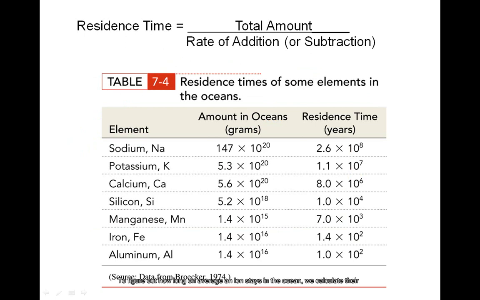Now, to figure out how long on average an ion stays in the ocean, we calculate their residence time. Take the total amount of that ion in the ocean and divide by its rate of addition into the ocean, or rate of removal, since input is equal to output. This tells us how much time passes between when an ion is added to the ocean and when it is removed.